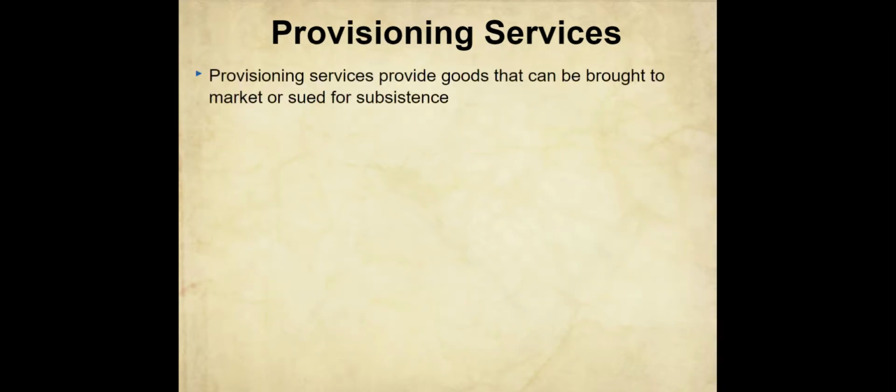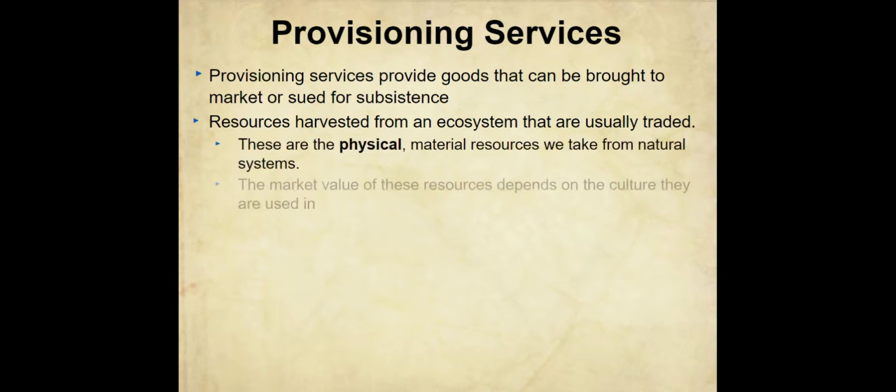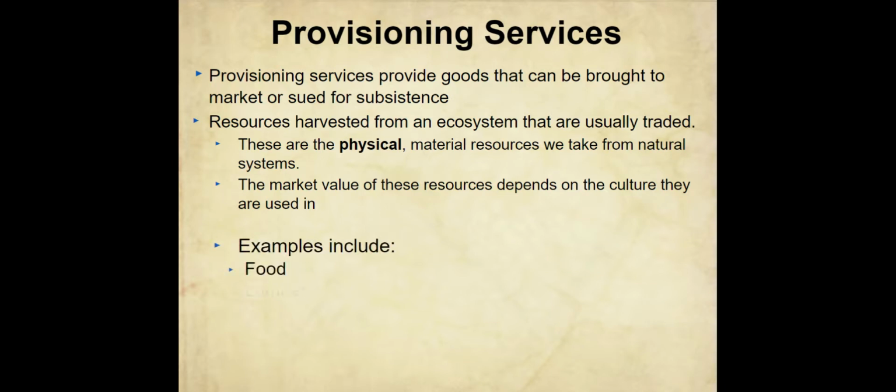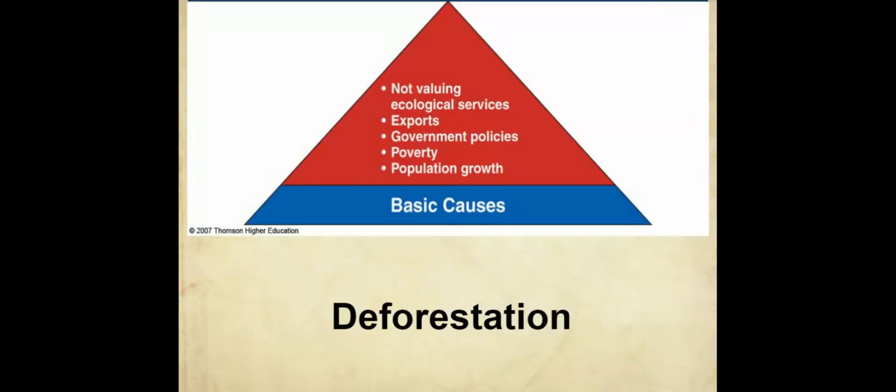All right. Provisioning services. This is the one we're most familiar with. This is the actual resources harvested, the tactile physical materials like food, lumber, mineral resources, freshwater, fisheries, medicines. All of these things come from nature. These are provisioning services, and they're hugely important to us. So now on to deforestation.